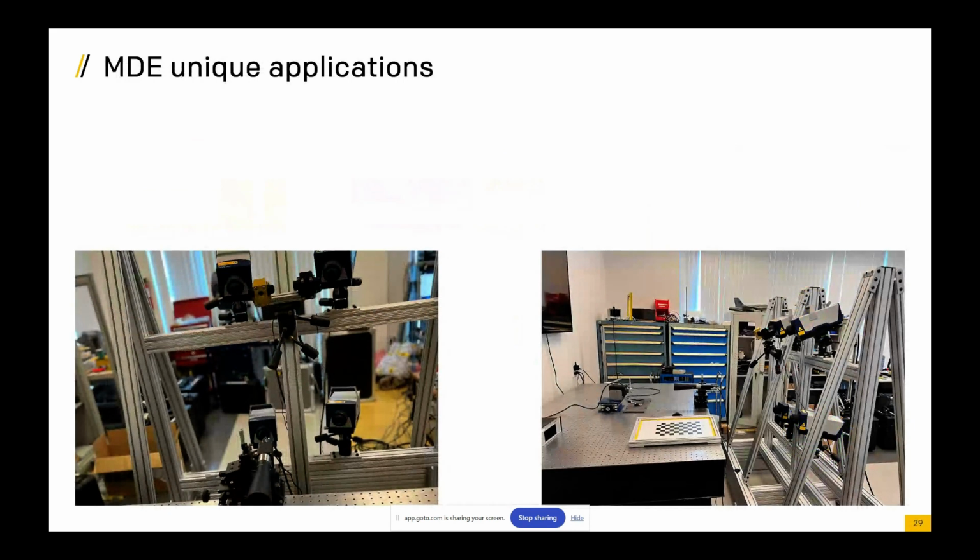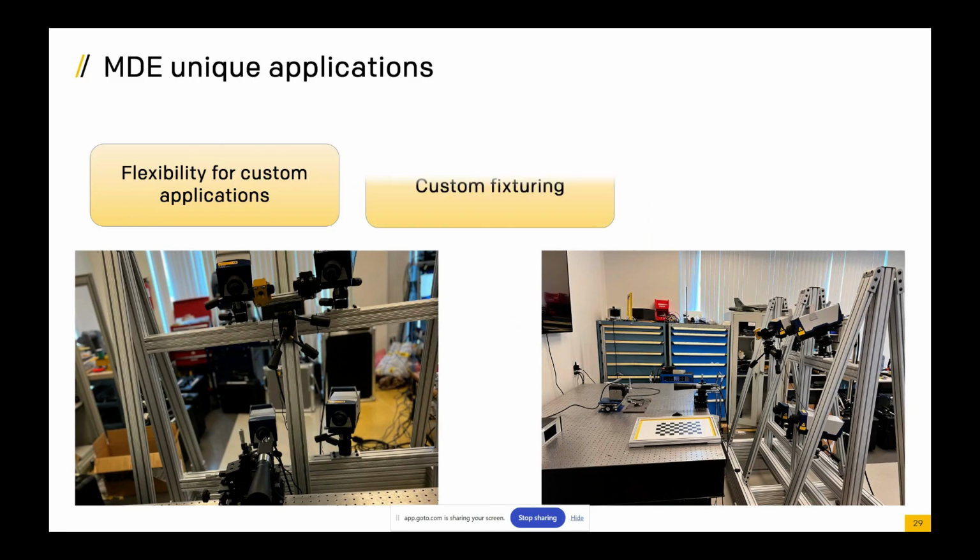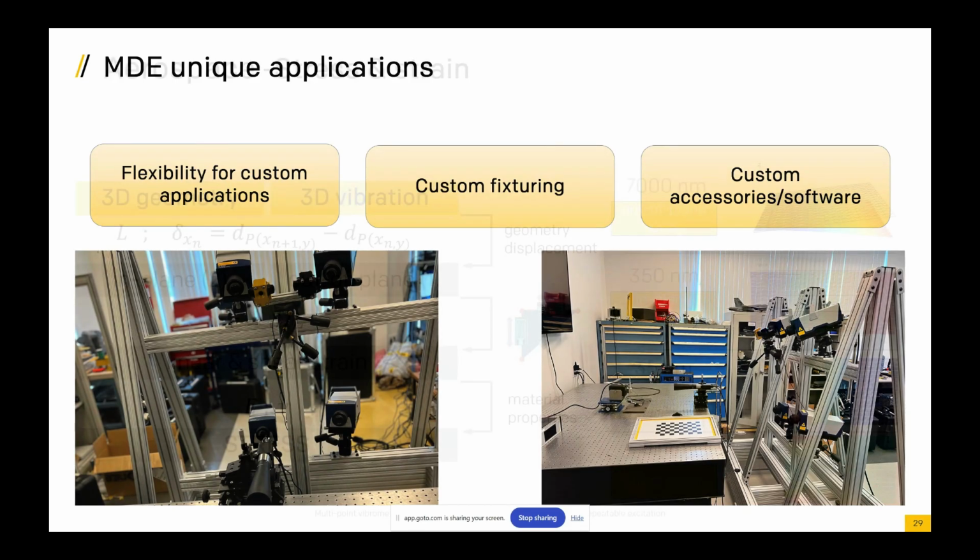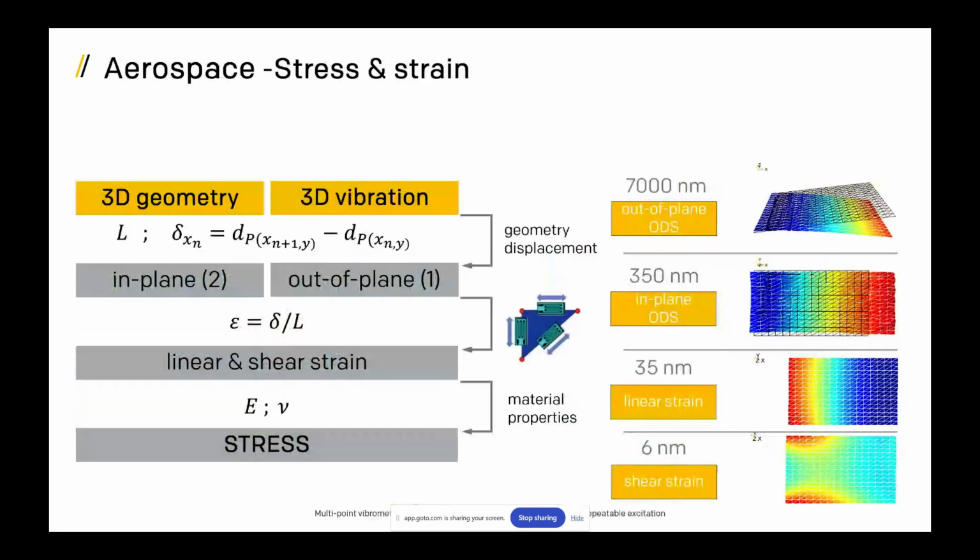Here's another unique example of something that we were able to do using a multi-point system. We had 4 sensors mounted on a custom fixture, and we used some camera systems as well as the sensors at very specific orientations to measure strain.